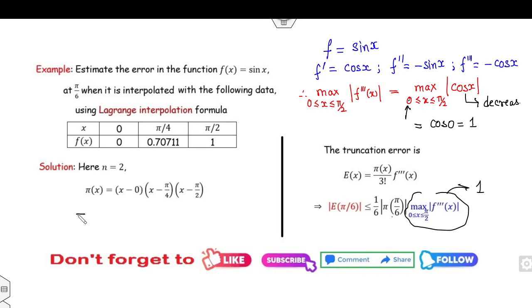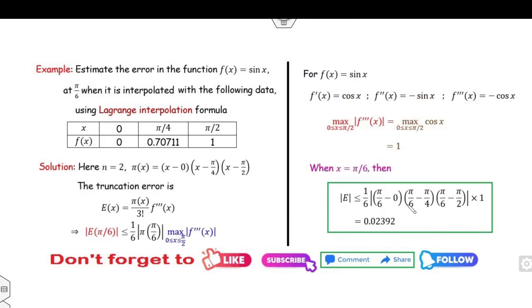And you can find the value at pi by 6. So that will be pi over 6 minus 0, pi over 6 minus pi over 4, and pi over 6 minus pi over 2, taking the modulus values. After substituting the values, you will get the right answer.